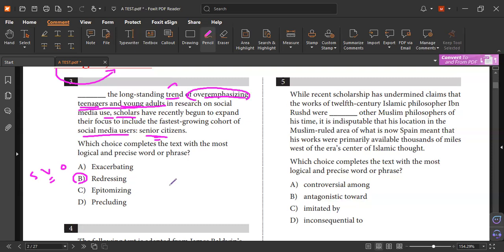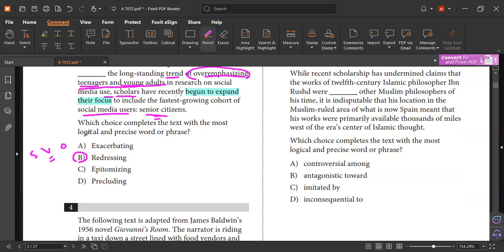But wait, why is A wrong? Exasperating comes from the meaning to make something worse. How does it make something worse here? They have begun to focus. This is an action, but it is not about making something worse. This is opposite to the content.